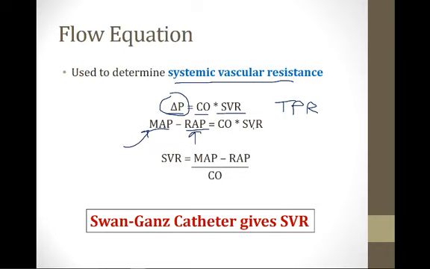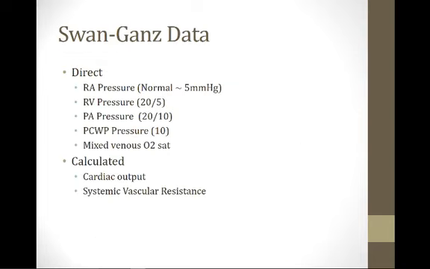If we rearrange this equation here and solve for the SVR, we get that the SVR is equal to the mean arterial pressure minus the right atrial pressure over the cardiac output. Well, I told you that the Swan-Ganz catheter can measure the right atrial pressure. I also told you that it can determine the cardiac output, and the mean arterial pressure we can get just from taking the patient's blood pressure. So this means that the Swan-Ganz catheter, in addition to all the things I've already talked about, also gives us the systemic vascular resistance.